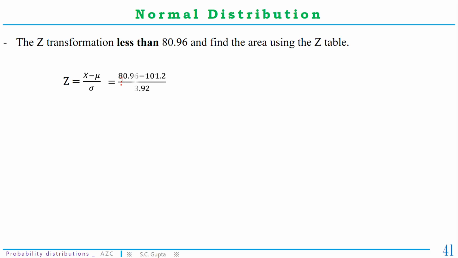X is 80.96, mu is 101.2, and standard deviation is 3.92. So, Z value obtained is minus 5.163. Let's check the area that corresponds to the Z value of minus 5.163 in Z table.